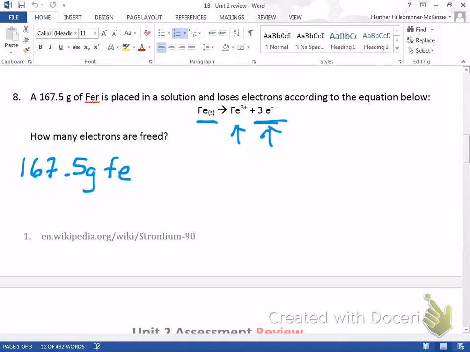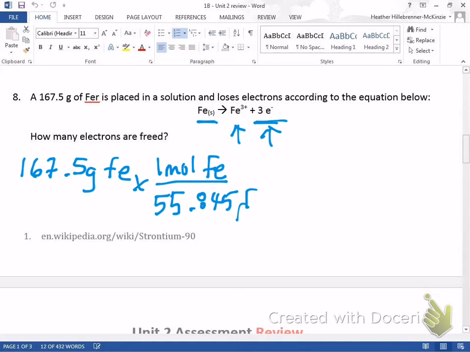So we have 167.5 grams of iron. The first thing I need to do is get to moles. So I know that moles is going to go on top, so it's 1 mole of Fe, and I need grams on bottom so they cancel out. What's the mass of iron? 55.8 grams of Fe.